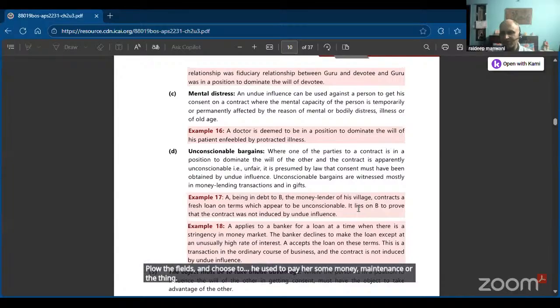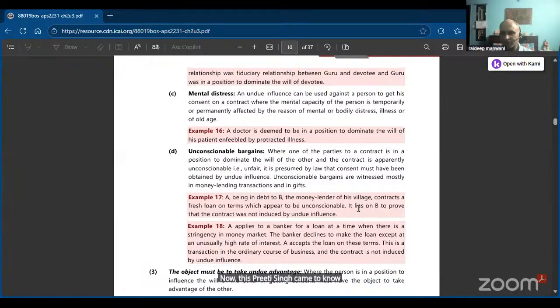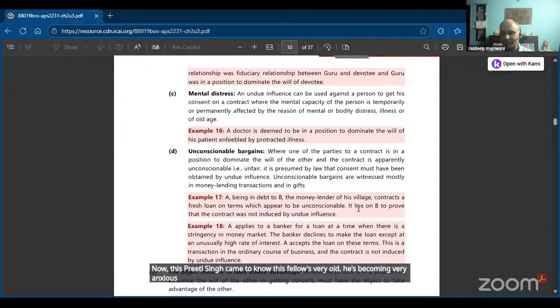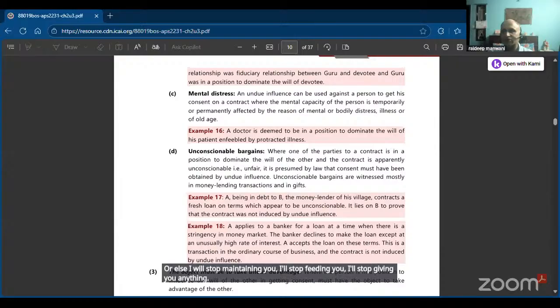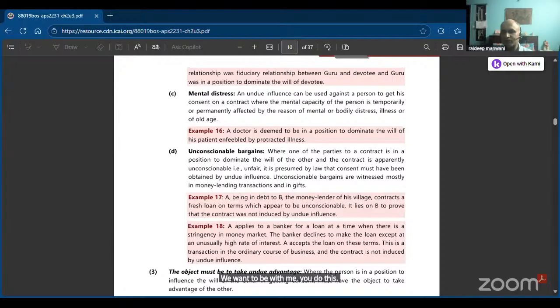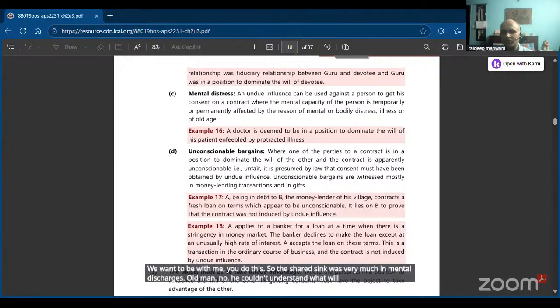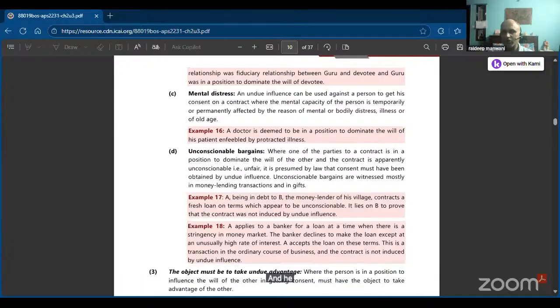Now this Preeti Singh came to know this fellow is very old and becoming very anxious. So she told her uncle one day, "See, you gift all your land to me, or else I will stop maintaining you. I'll stop feeding you. I'll stop giving you anything. If you want to be with me, you do this." So Sher Singh was very much in mental distress. Old man, no, he couldn't understand who will take care of him in his old age. And he wrote all his property to his niece.